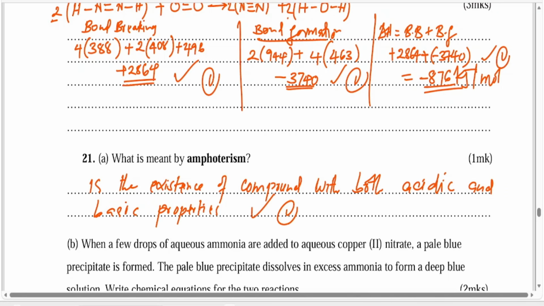This is 1 mark. For instance, we have examples of amphoteric substances. We have aluminium oxide, or aluminium hydroxide. We have lead 2 oxide. We also have zinc oxide. These are examples of amphoteric oxides.